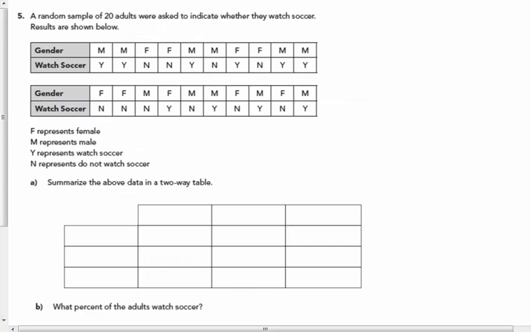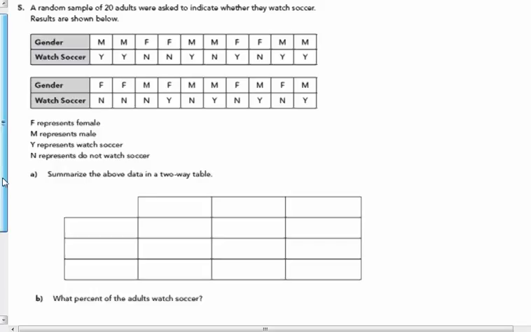A random sample of 20 adults were asked to indicate whether they watch soccer. So random, good idea, if we're taking a sample. The results are shown. So we have males and females, F and M, and yes and no. Do you like watching soccer? No, you don't like it.